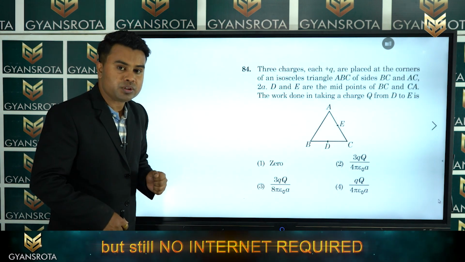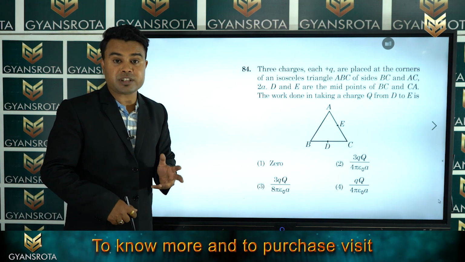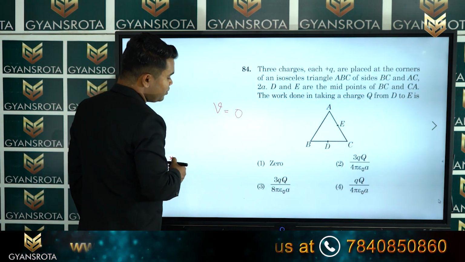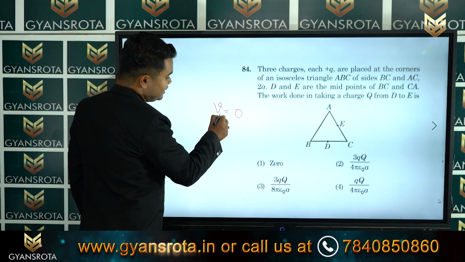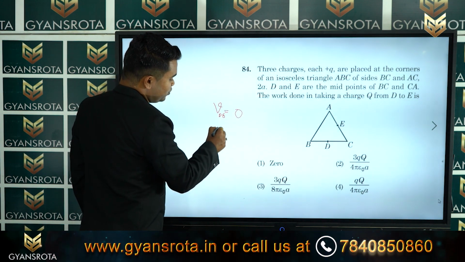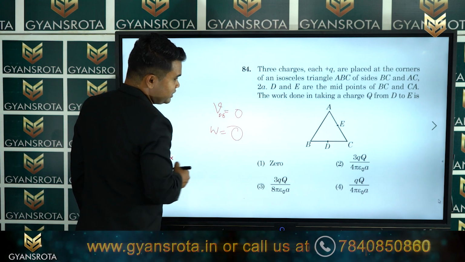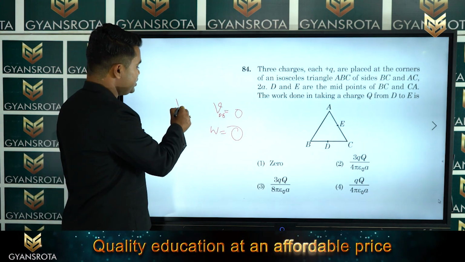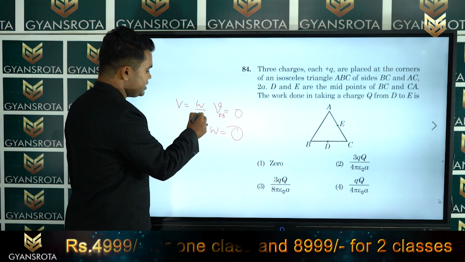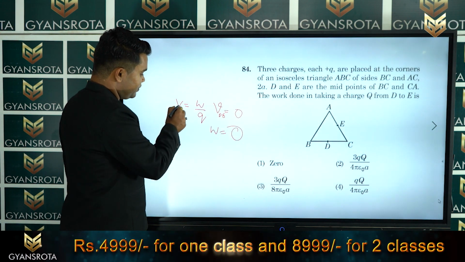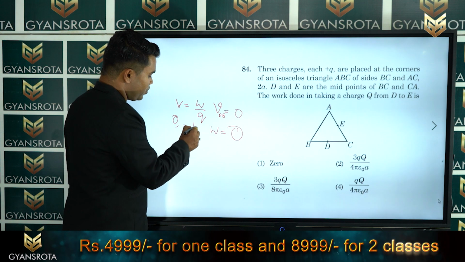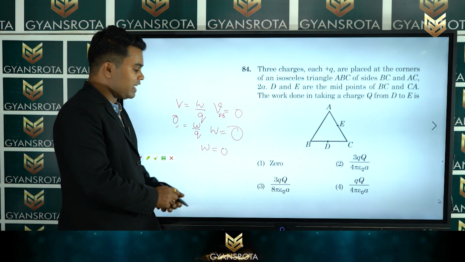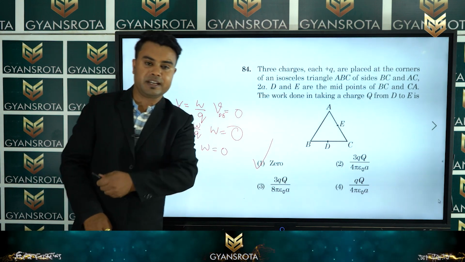0. As we know, this is a question from the chapter electrostatic potential. If the potential difference V D E is 0, then our work done will also be 0. This is the right answer, because potential is equal to work done per unit charge. So if this is 0, then your work done will be equal to 0. So the right answer for this question is option number 1, that is 0.